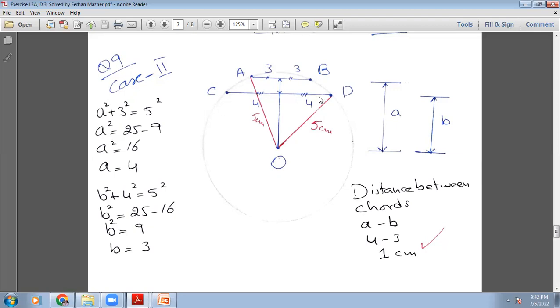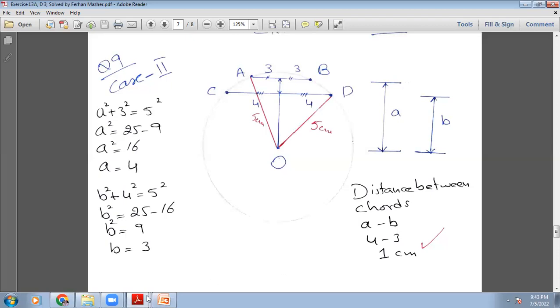In the same way, this portion is 4, this is the radius, which is 5, and this is the distance of the CD chord from the center, and that is B. So apply Pythagoras here, 4, 5, and this B. You will get the B value as 3. In this situation, the distance between the chords is A minus B. The A value is 4 and the B value is 3, so A minus B will be 1 centimeter. So when the chords are on the same side, the distance between them will be 1 centimeter.